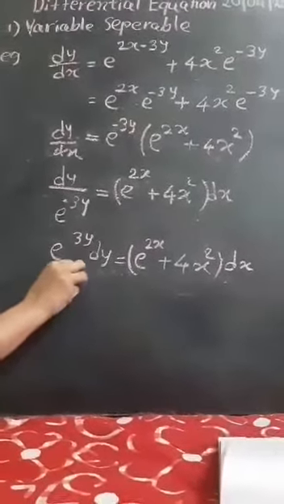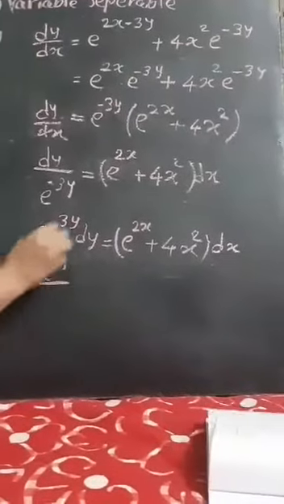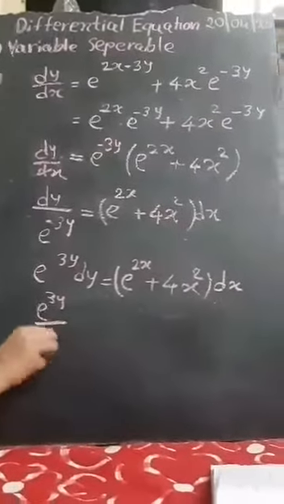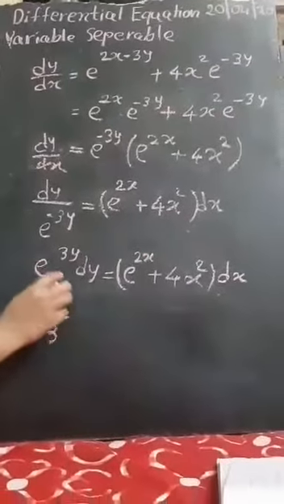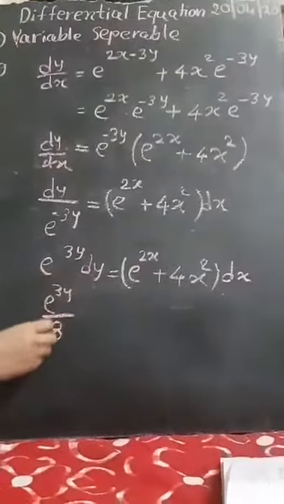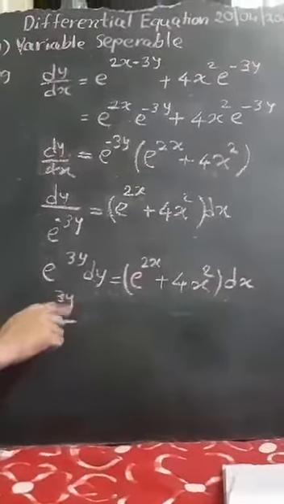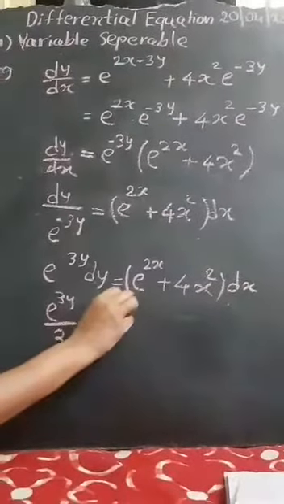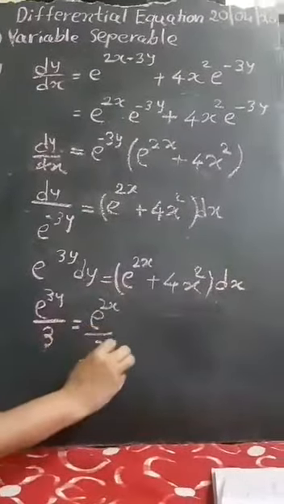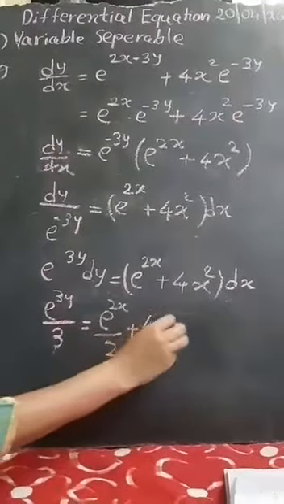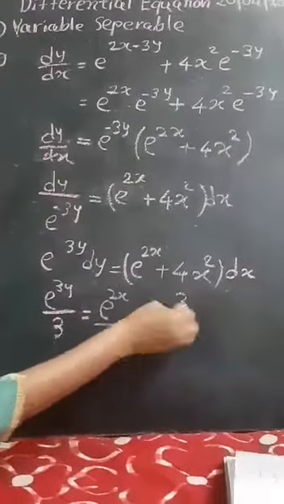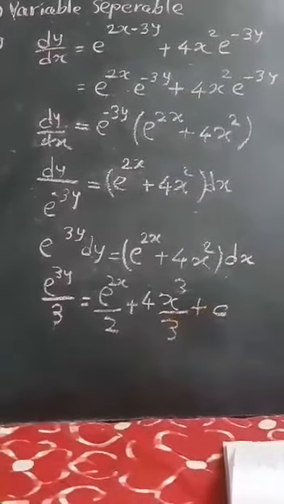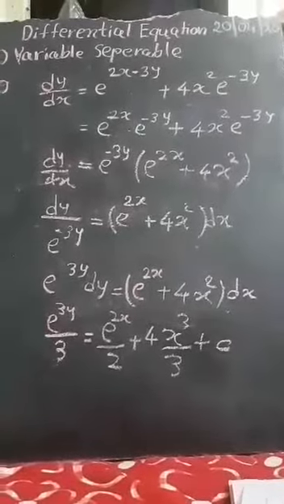E raised to x integration is e raised to x, so it is e raised to 3y, but as it is not x, we have to divide it by the derivative of 3y with respect to y, which will be 3. So integration is e raised to 3y upon 3. This integration will be e raised to 2x upon 2 plus 4 x square integration will be x cube upon 3 and plus c, right? That's all. This is your answer.